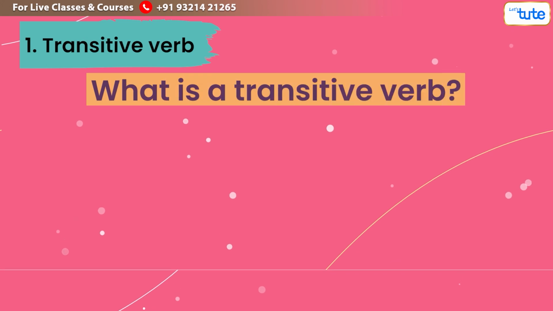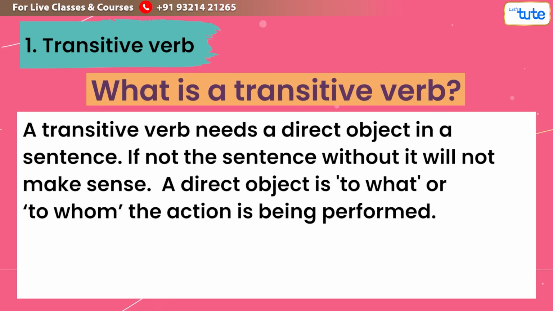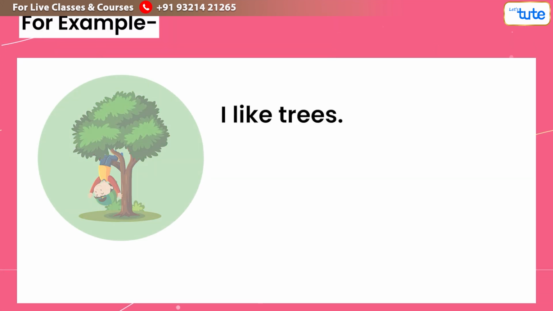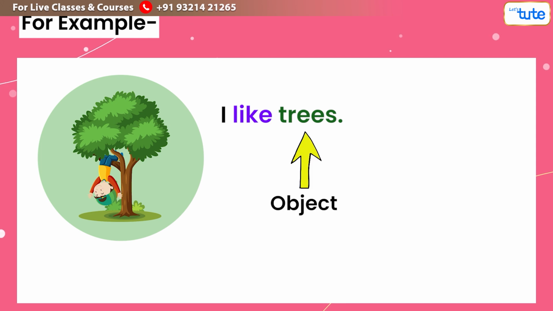Transitive verb. What is a transitive verb? A transitive verb needs a direct object in a sentence. If not, a sentence without it will not make sense. A direct object is to what or to whom the action is being performed. For example, I like trees. What does the subject like? The subject likes the trees. Here, the trees are acting as the object in the sentence.